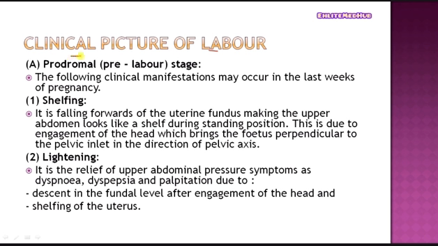So let's look at the clinical picture of labor. So A is the prodromal or pre-labor stage. The following clinical manifestations may occur in the last weeks of pregnancy. First is shelving. It is falling forwards of the uterine fundus, making the upper abdomen look like a shelf during standing position. This is due to engagement of the head, which brings the fetus perpendicular to the pelvic inlet in the direction of pelvic axis.